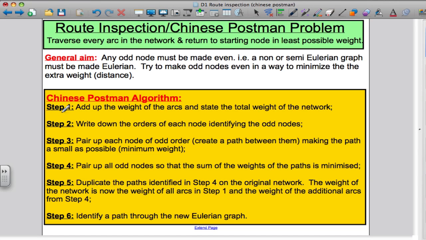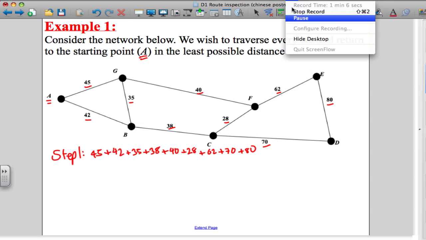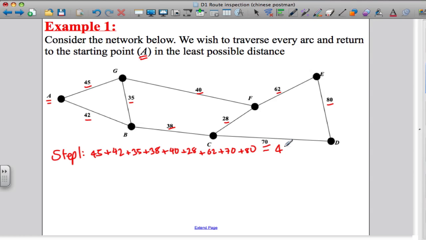Let's look at the algorithm and step 1: add up the weights of the arcs to work out the total weight of the network. We add up all of these, so we add up 45, 42, 35, 38, 40, 28, 62, 70, and 80. And you get 440. Now remember what this means, step 1, that is, if this was an Eulerian graph, that would be the minimum possible distance in order to traverse each arc and return to where you started.